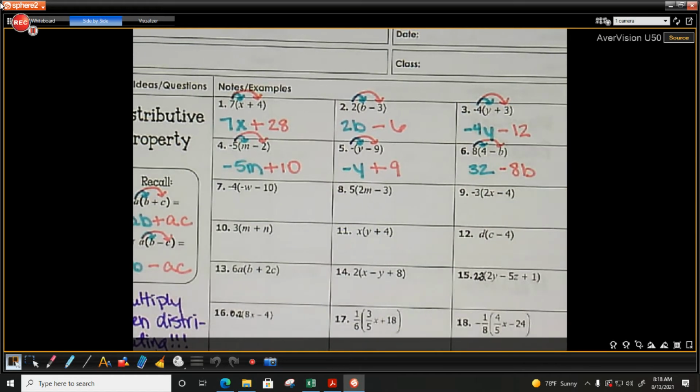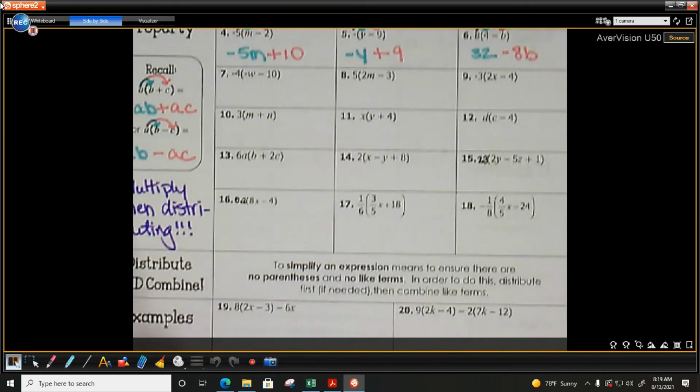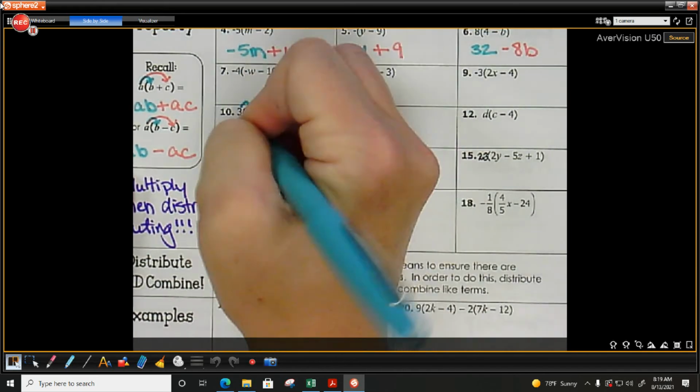Can we skip the next row? I don't think we need to do all of these. Okay, we're going to skip the next row. If you want to do the next row, we can come back and do that, but I don't think us as a whole class needs to do it. Let's go to number 10. 3 times m, and then 3 times n.